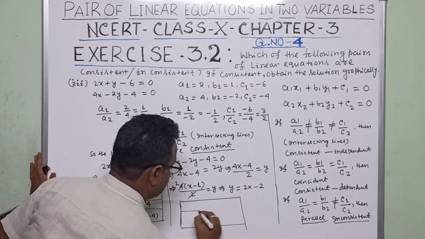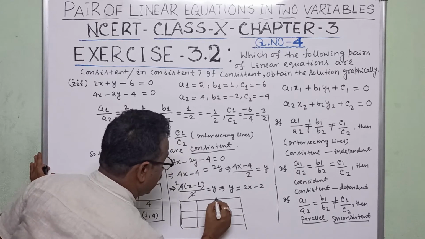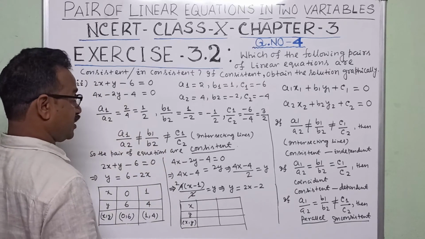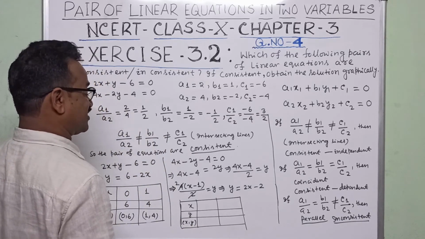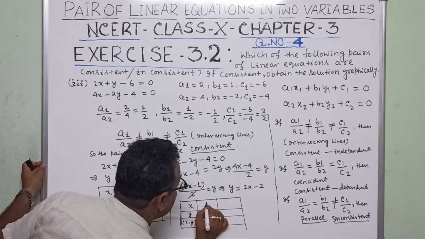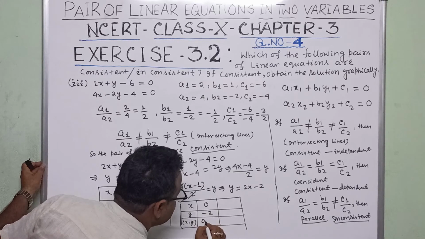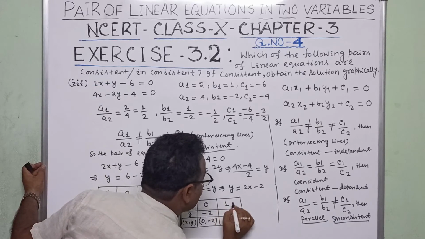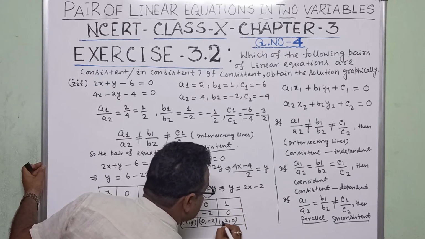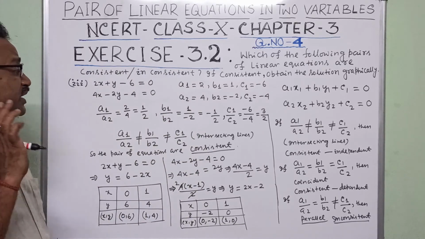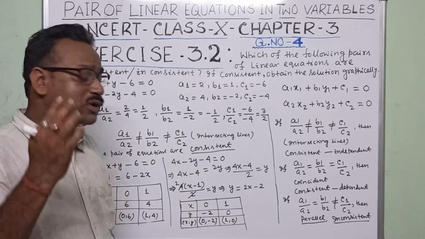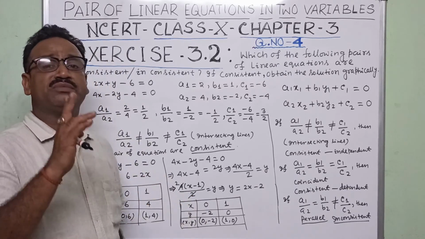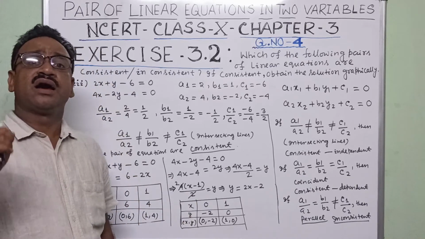Here is the table for the points x, y. Now we will take values of x. If x is 0, then y is minus 2: 0, minus 2. If we take 1, then 2 minus 2 is 0: 1, 0. Minimum 2 points are required for drawing the linear graph. If you find 3 points, no problem, you can find them also. For time management, we are doing minimum 2 points. Now we'll go to the graph section.